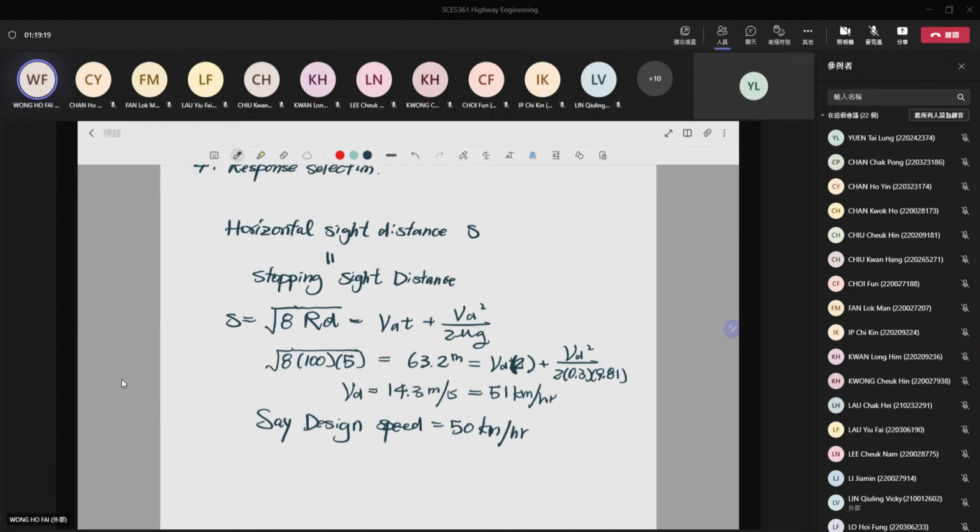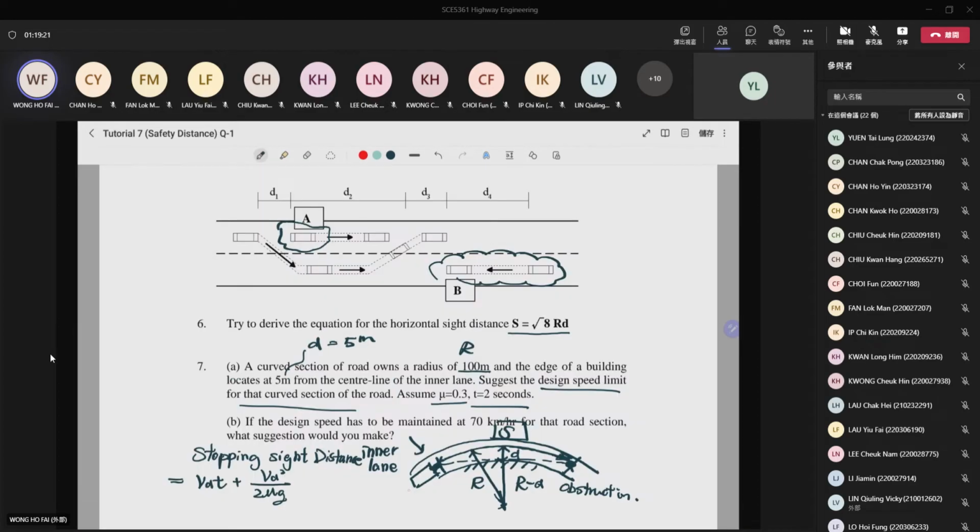Okay, and then we can take a look at the second part. If the design speed has to be maintained at 70 km per hour for that whole section, what suggestion would you make? Right now, we just calculated that the value is around 50. But if you want to maintain it as 70, what do you suggest be modified for the road so that you can keep the design speed at 70?